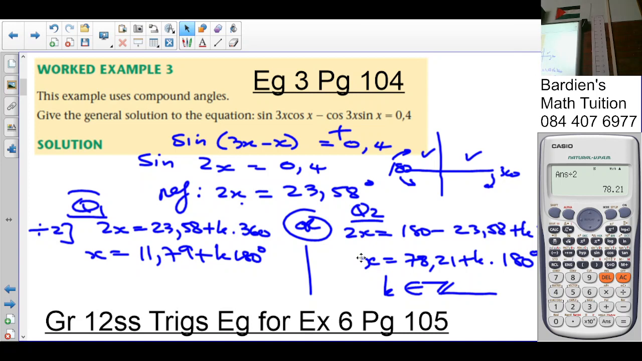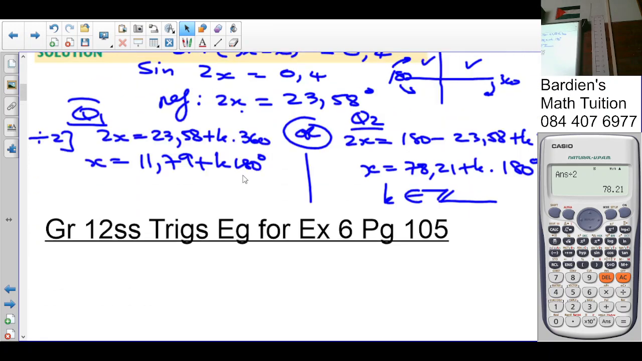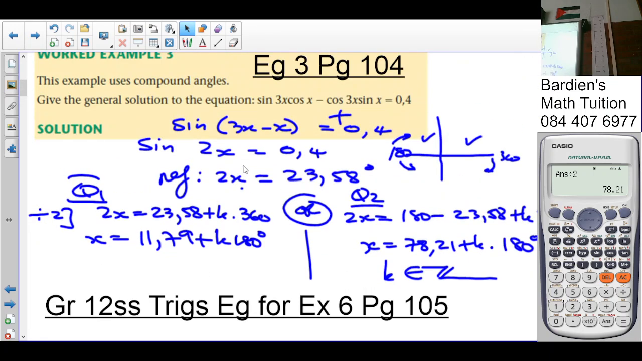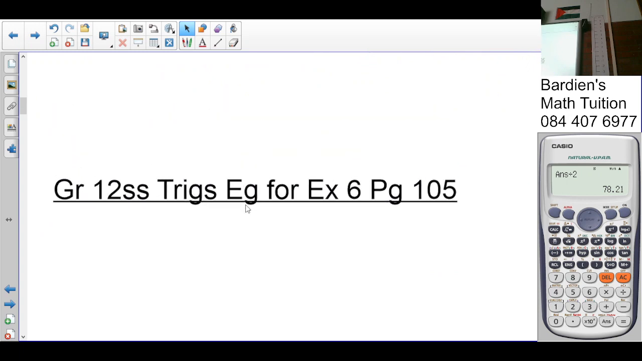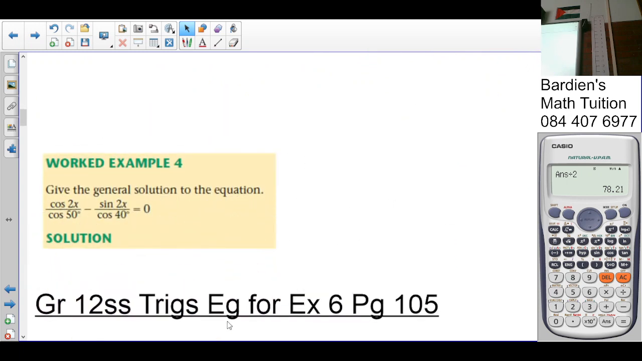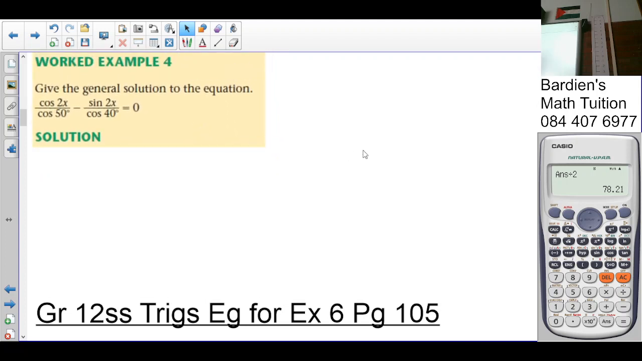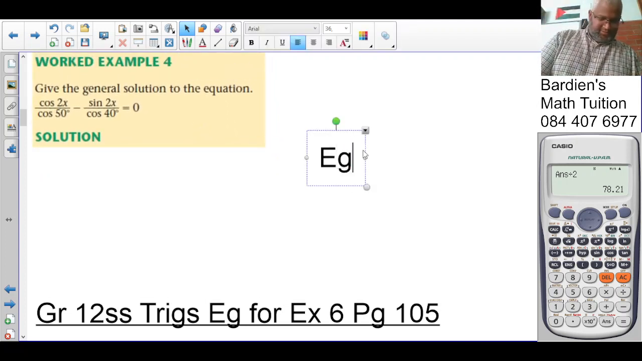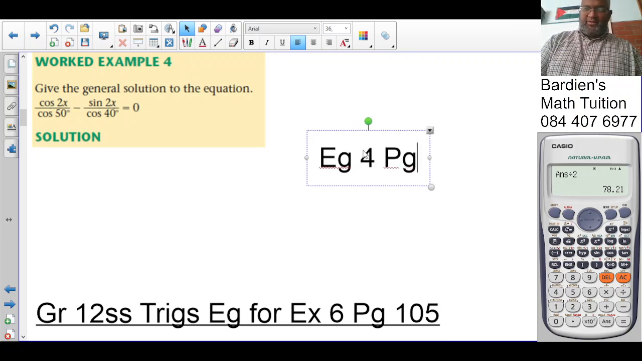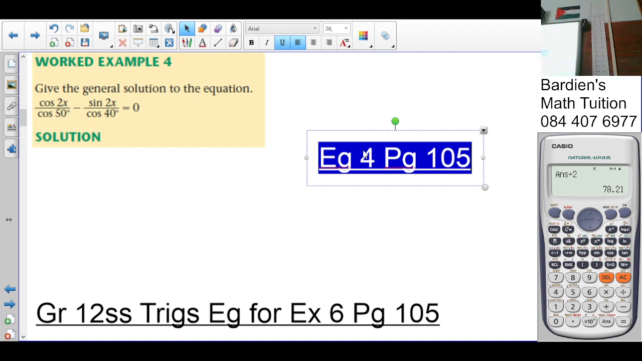Okay. It's easily 5 marks in the assignments. Okay. Any confusion, people? No? Example 4. Example 4 is on page 105.